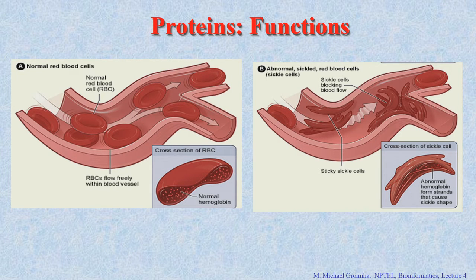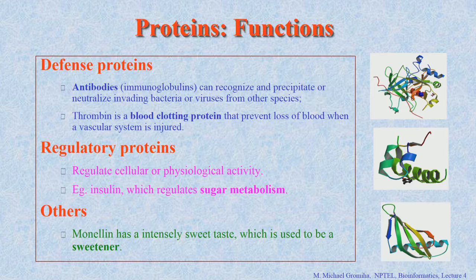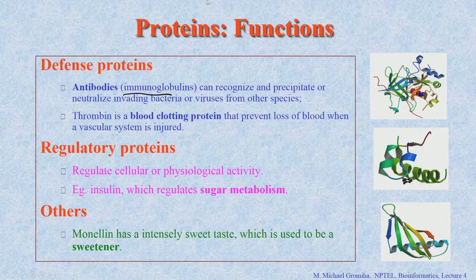This is a disease mainly found in many people in Africa. So, this protein is very important for carrying oxygen. Now, there are other proteins called defense proteins. What are defense proteins? Antibodies. Because we defend ourselves, we have to be safe from the environment, from bacteria or viruses or anything, like immunoglobulins. These can recognize and precipitate or neutralize the invading bacteria or virus from other species.